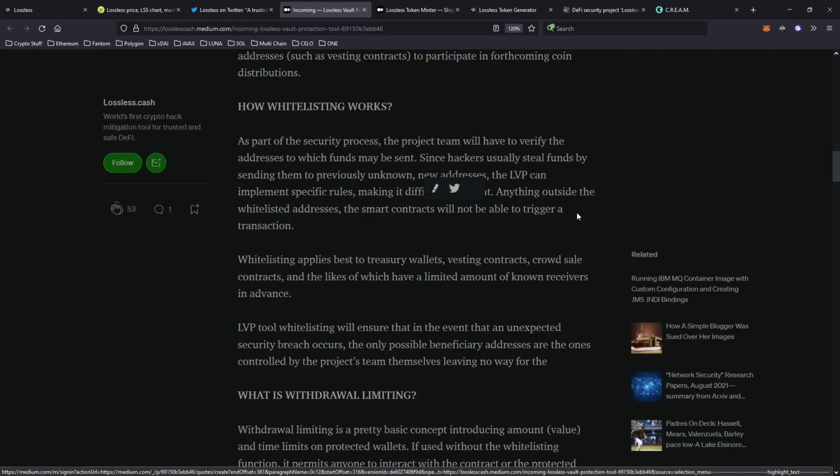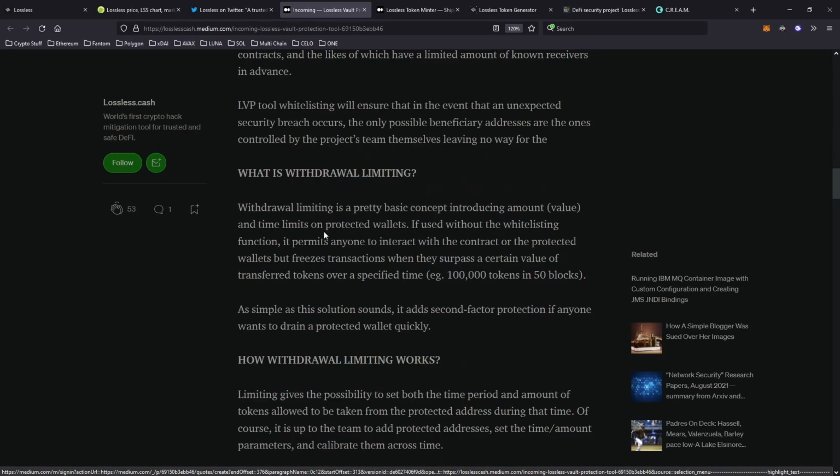In the case of Poly Network, they reverse engineered the bridge to make the contract execute a transaction, which probably shouldn't have happened. But if Poly Network was using this Lossless tool, the smart contract would not trigger a transaction if they didn't want it to. And then of course we've got withdrawal limiting. Let's say someone gets a private key and there's $500 million worth of tokens in there. If there's a withdrawal limit on it, they may only be able to withdraw $1 million every block or $1 million every day, basically limiting the downside risk.